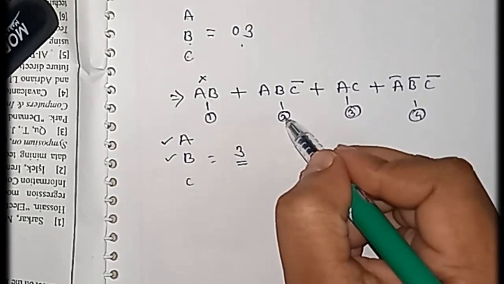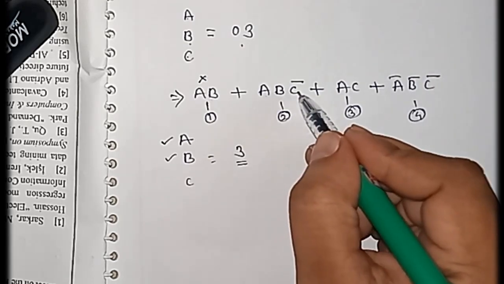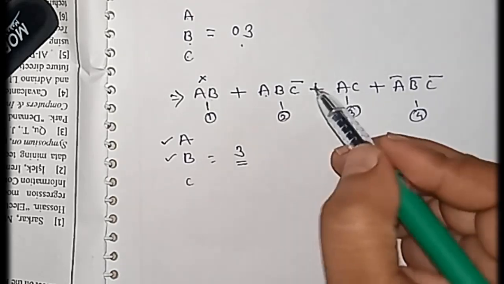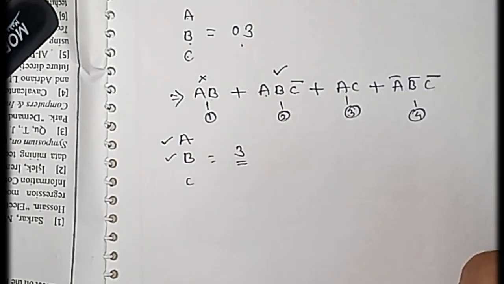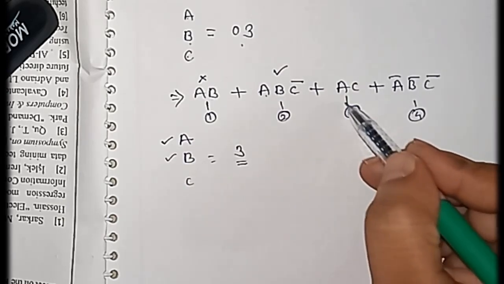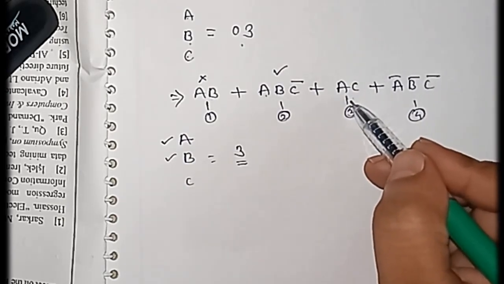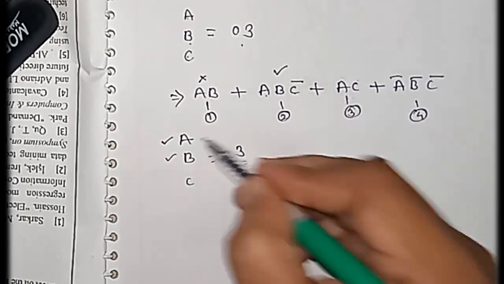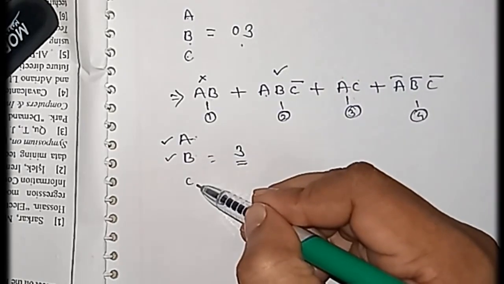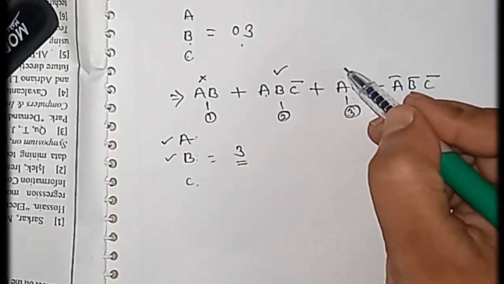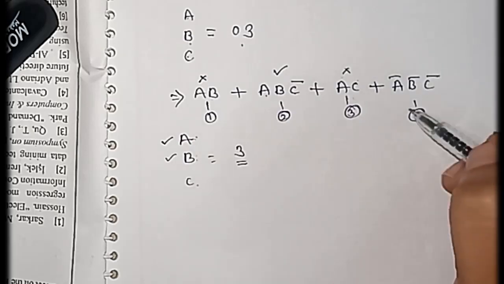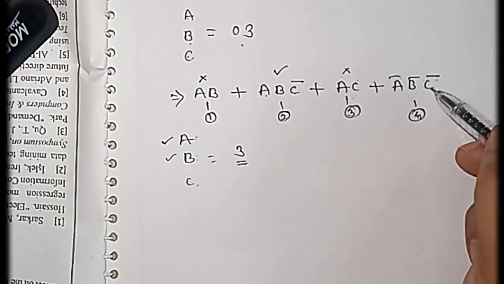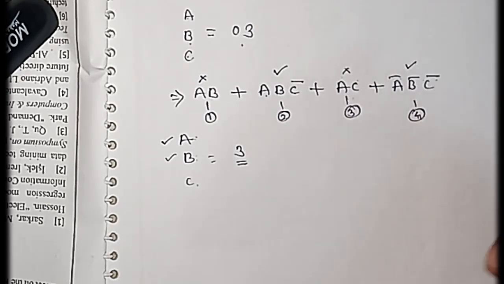Then consider the second term. The second term is A B C bar. Now in this case all 3 literals are present in complemented or uncomplemented form, so this is valid. Then in the third product term again one literal is missing. A is present, C is present and B is absent, so this is not a valid product term. And in the last, fourth product term, all the literals are present in uncomplemented or complemented form, so this is valid.